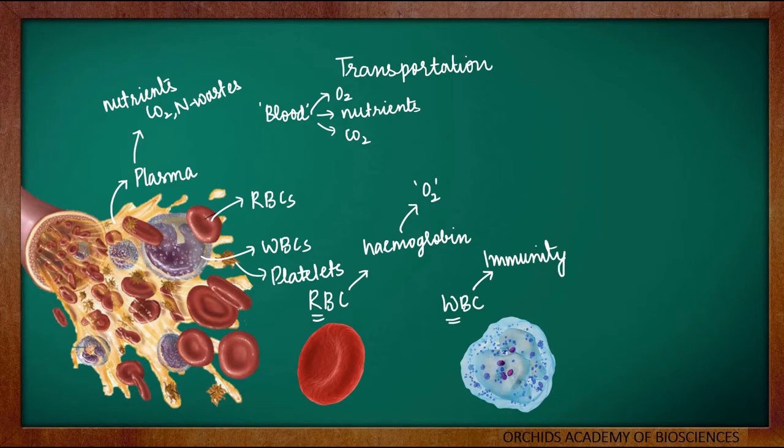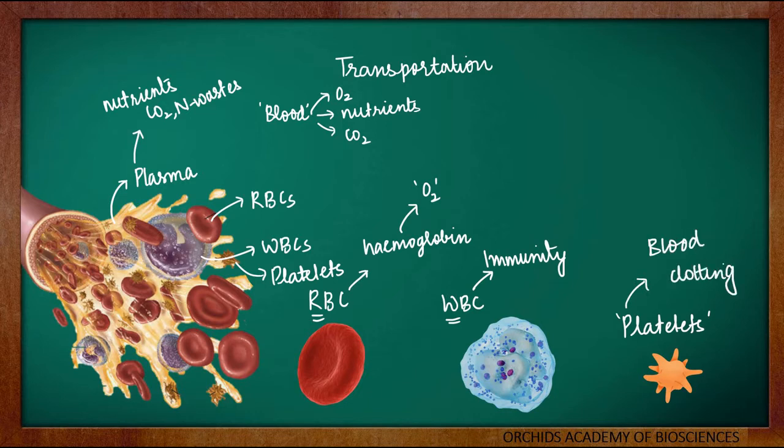Now, what if the blood vessels, the tubes in which blood is flowing, develops a leak? So it has to be stopped. So to stop the leakage of blood, here comes the next constituent of the blood, that is platelets. These platelets will be responsible for the blood clotting. So whenever there is a leak in our blood vessels, these platelets will go and clot the blood, so there is no more leakage of blood.